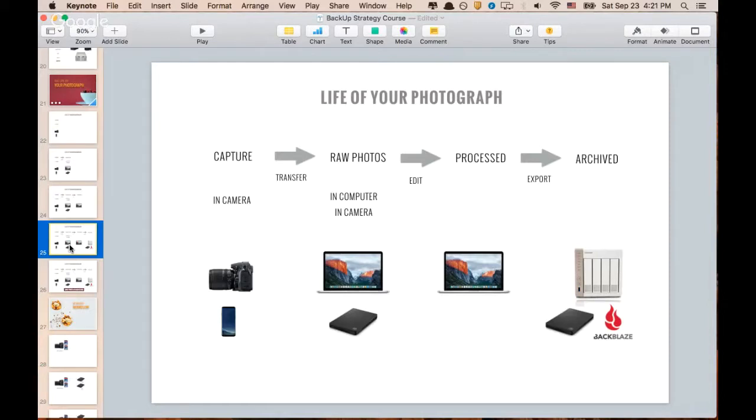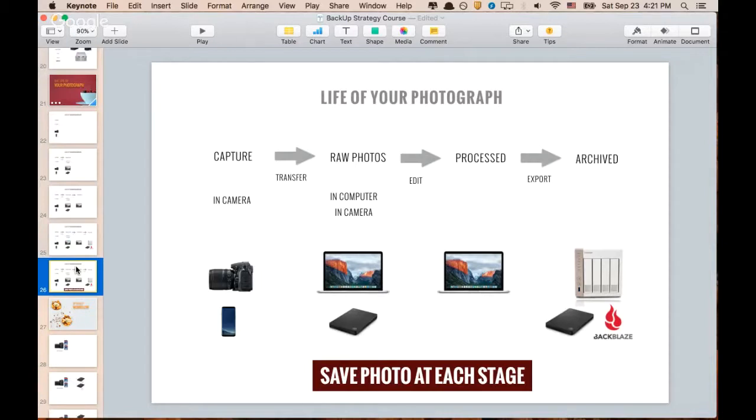Life of the photograph, essentially. Now the photograph is complete, it's quote-unquote an adult, and it's ready to go in the world and make some noise. So what is our goal?